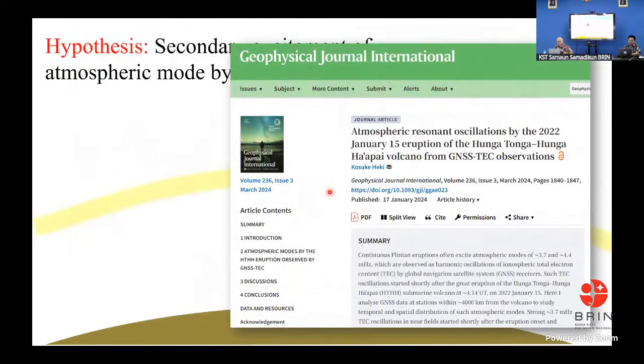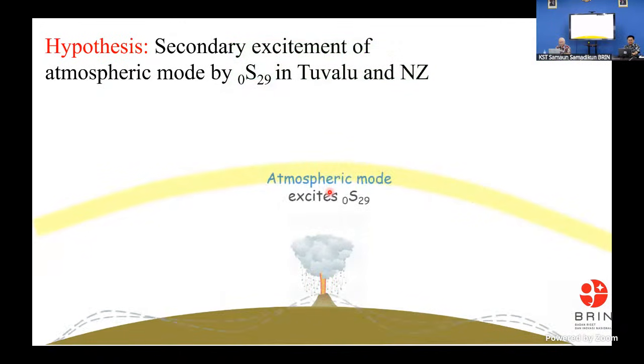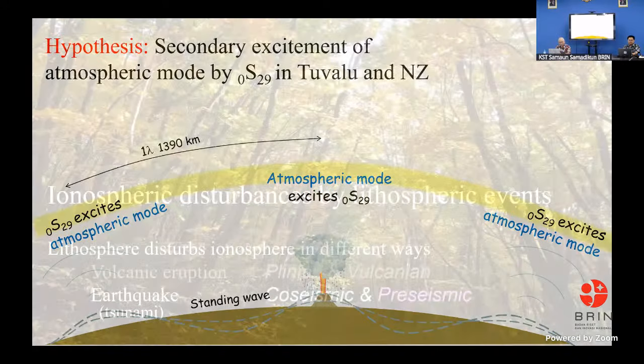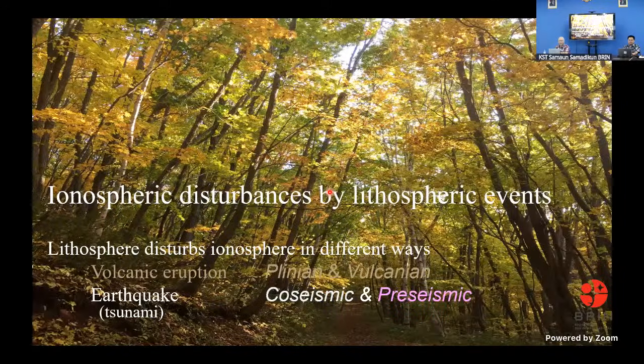It was published in GJI maybe 2 years ago. No, last year. Okay. So there is an atmospheric mode and also a resonance with the solid Earth mode. So there are many interesting things. Okay, so that is the story about volcanic eruption. And next I talk about earthquakes. And first I talk about the co-seismic.